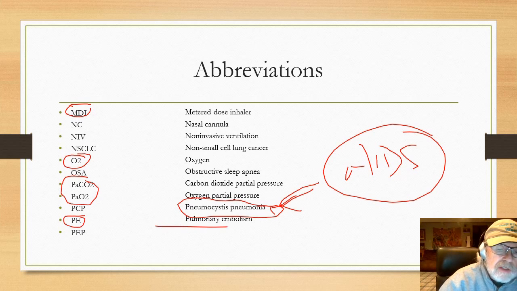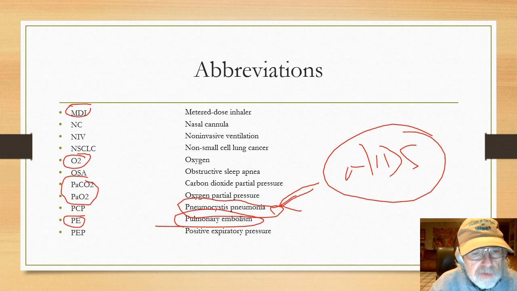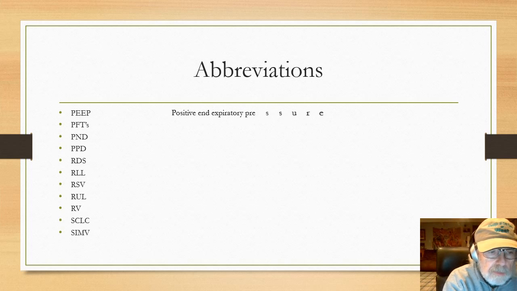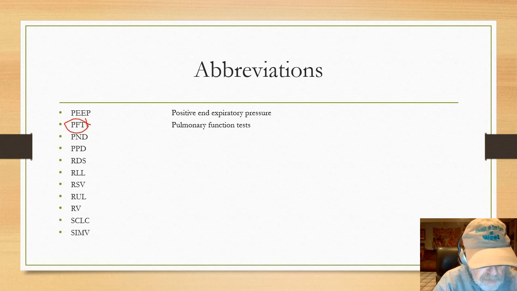Okay, PE, pulmonary embolism. That's one you should know. That's a very common thing. That's that clot that goes to the lung. PEP, positive expiratory pressure. Again, that's a respiratory therapy type of term. Couple more. PEEP. That's another one. Respiratory therapy. PFTs, pulmonary function tests. That's what they do to test your functional breathing capacity.